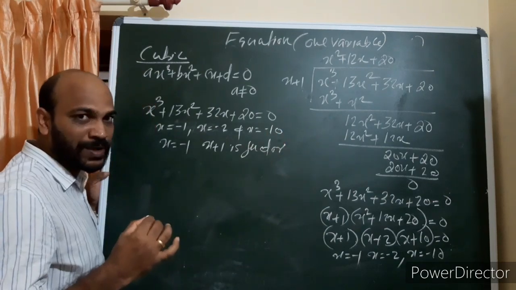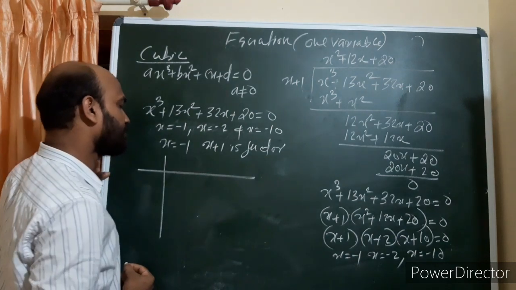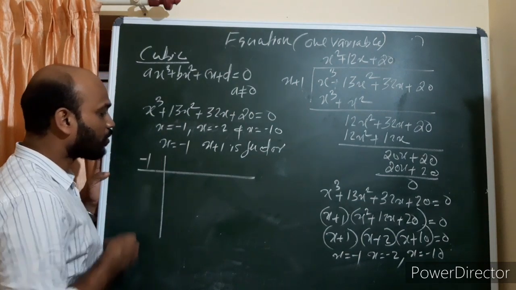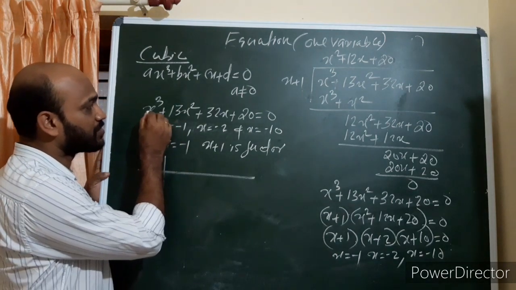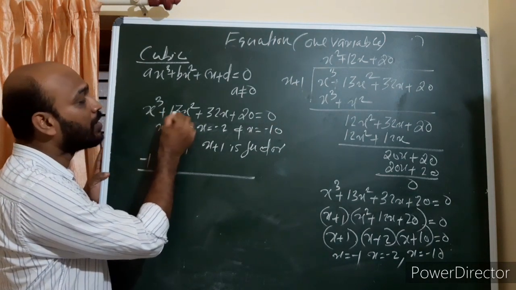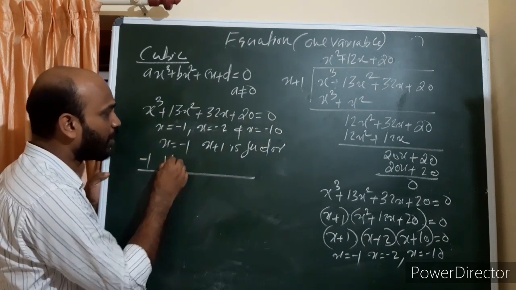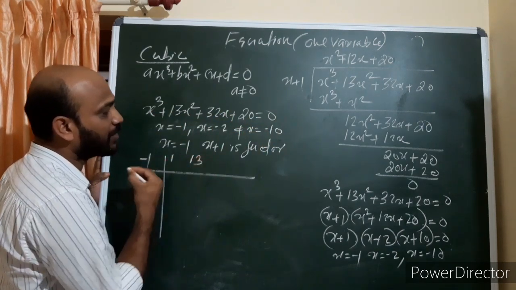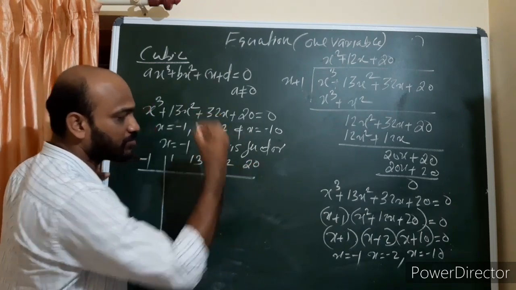Now I will tell the super simple method. You have to write like this. Then here you have to write the root, that is x equal to minus 1. Here you have to write the coefficients: coefficients of x cube, x square, x, etc. So the coefficient of x cube is 1, then x square is 13, x is 32, then the constant 20.